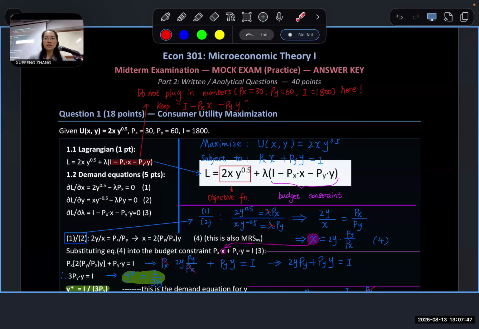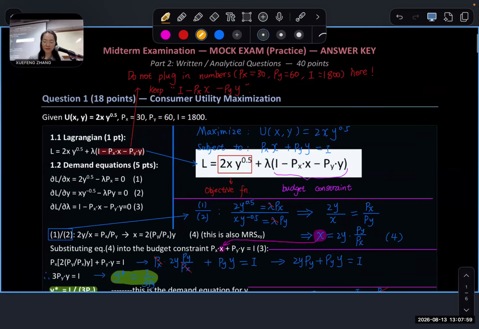That's good. So today I'll help you one last time about Lagrangian before your midterm exam. So the first question, you are given the consumer's utility function, right? But you only know this information.